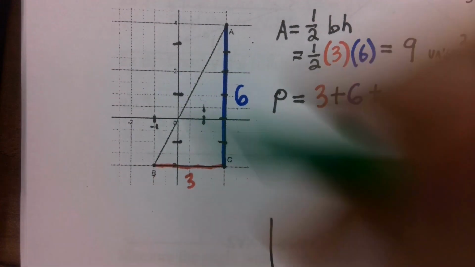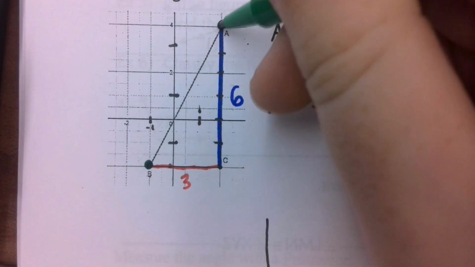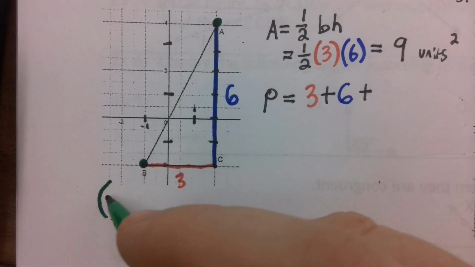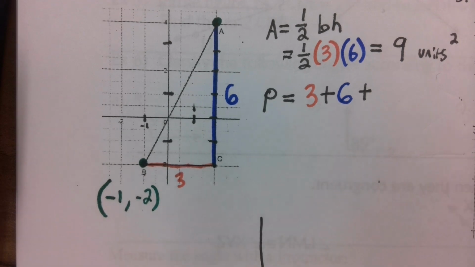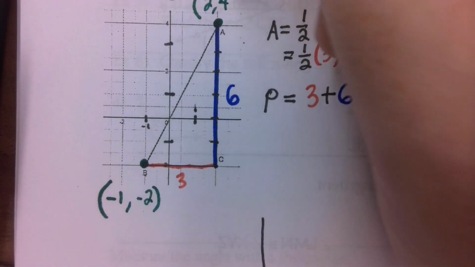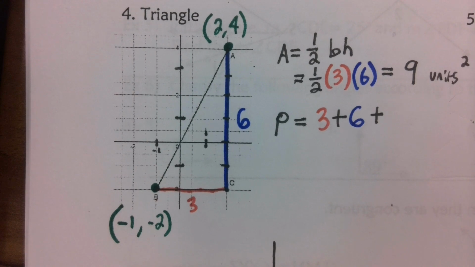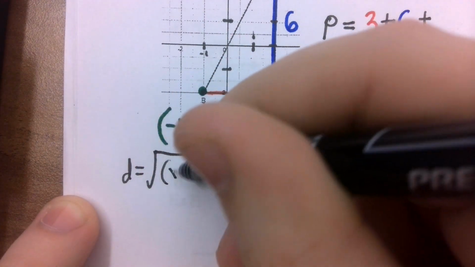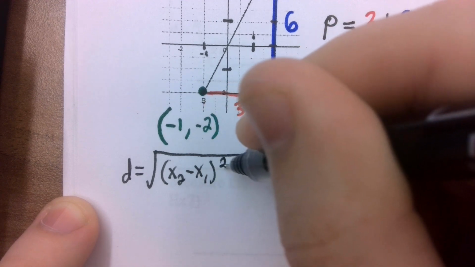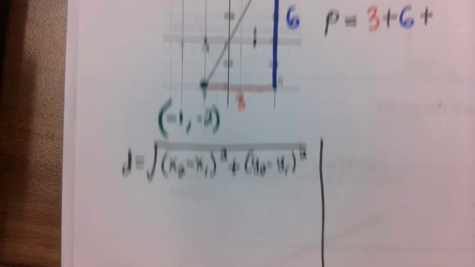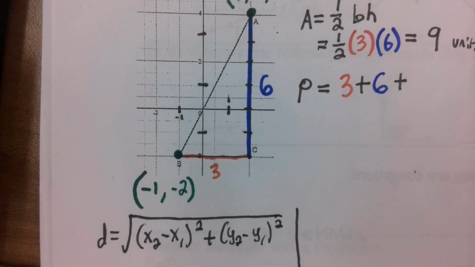Allow me to jot down first the coordinates of these points so we can use them. Point B is at the location -1, -2. Point A is at the coordinates 2, 4. So again, we can use the distance formula to help us here. The distance formula is the square root of x2 minus x1 squared plus y2 minus y1 squared. All we have to do is plug in our x and y values.